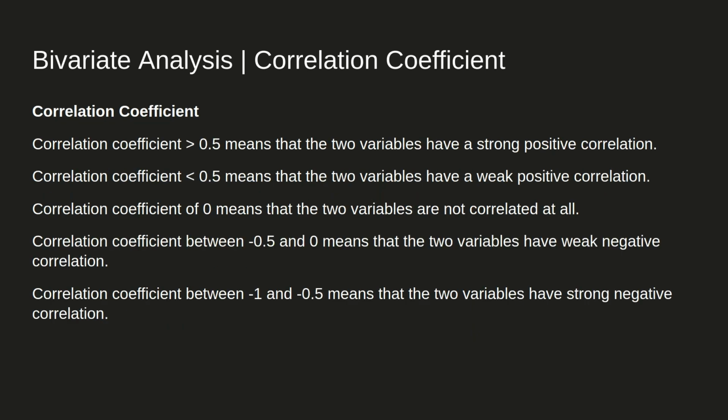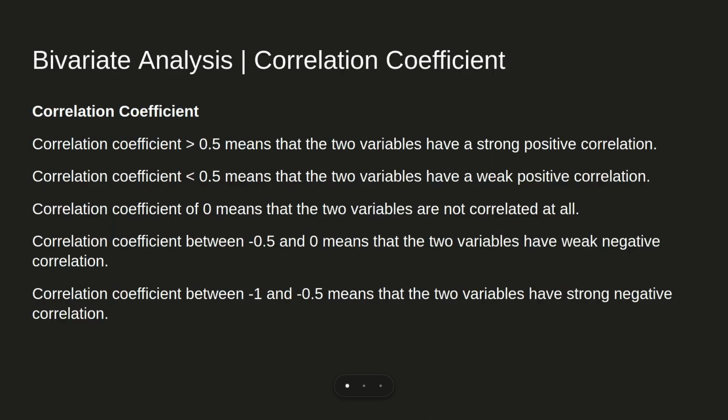A correlation coefficient greater than 0.5 means that the two variables have a strong positive correlation. If it's less than 0.5, the two variables have a weak positive correlation. A coefficient of 0 means that the two variables are not correlated at all. A correlation between negative 0.5 and 0 means that the two variables have a weak negative relationship. And a correlation between -1 and -0.5 means that the two variables have a strong negative relationship. You can take notes of this down, or take a screenshot of this and keep it somewhere.